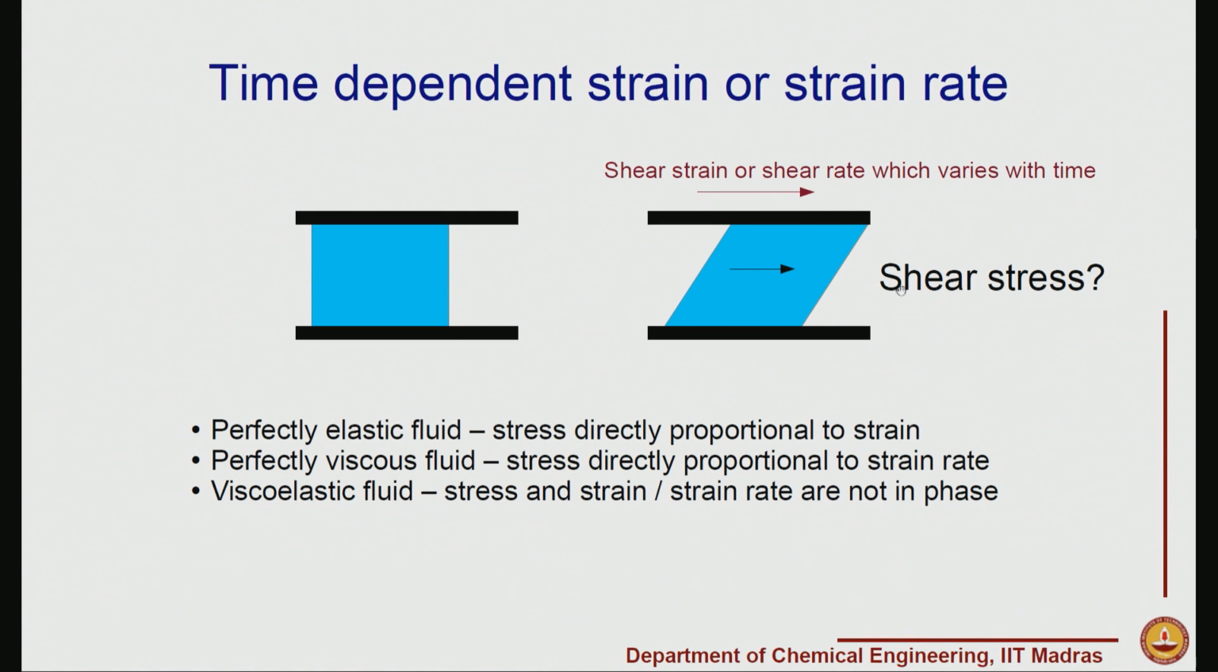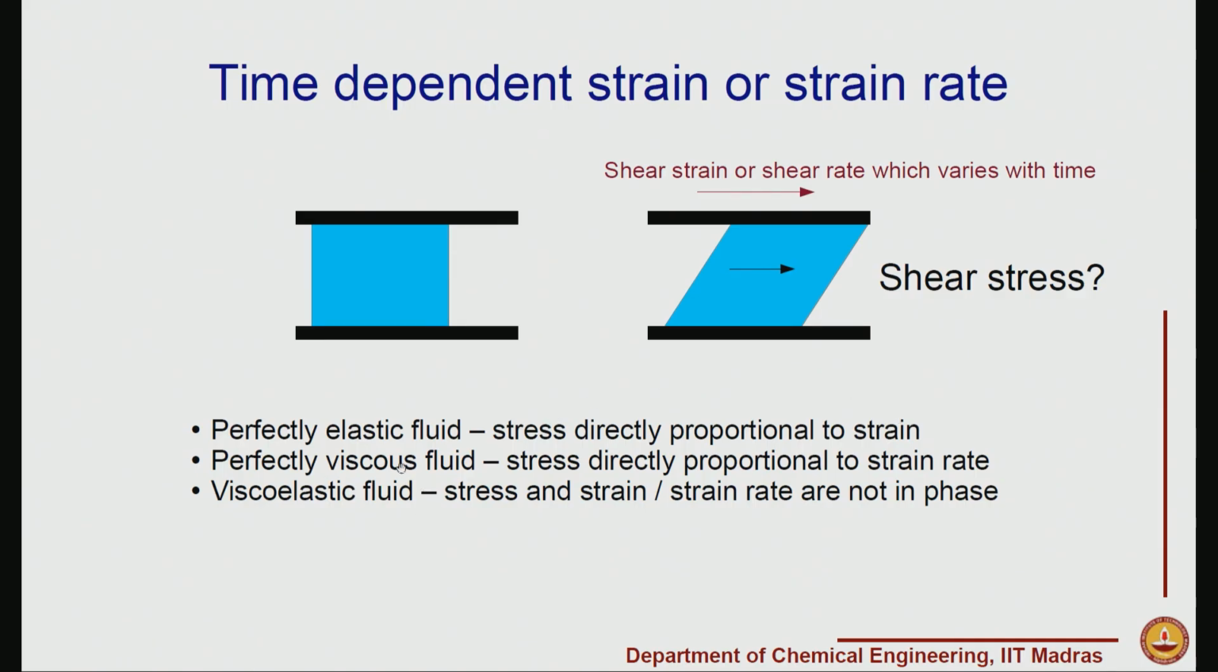So, what we will see is in cases with perfectly elastic fluid, we will have stress directly proportional to strain. This is due to, let us say, the Hookean nature of the fluid. Hooke's law is where stress is directly proportional to strain, and therefore, wherever stress is maximum, strain would be maximum. So, in other words, we can also say that stress and strain are in phase.